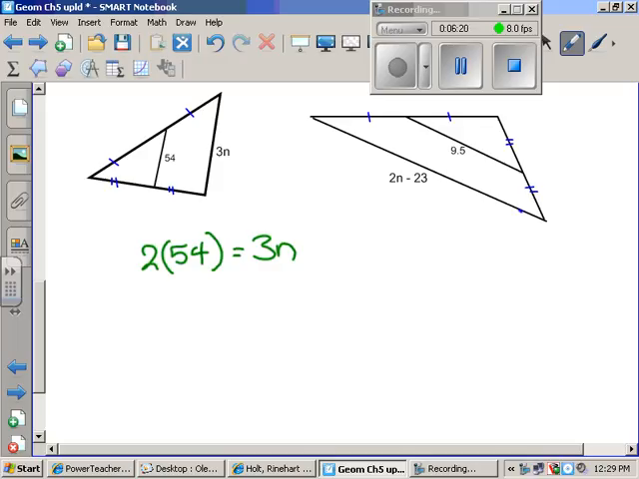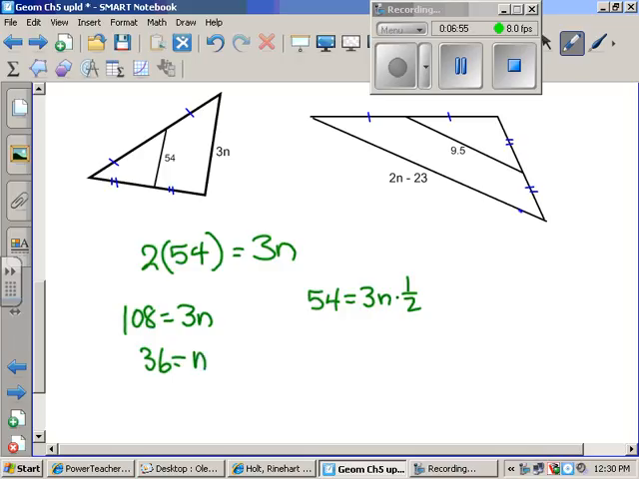Or, the other way I was thinking of is couldn't you multiply this one by 1/2? Couldn't you say 54 is equal to 3n times 1/2? And then solve from there. You could do either one because this is half the length of that. Okay? Or this one, this is half the length of that. So if you took that and divide by 1/2 or multiply by 1/2, you'd get that. So you get 108 equals 3n divided by 3, and you get 36 is equal to n.